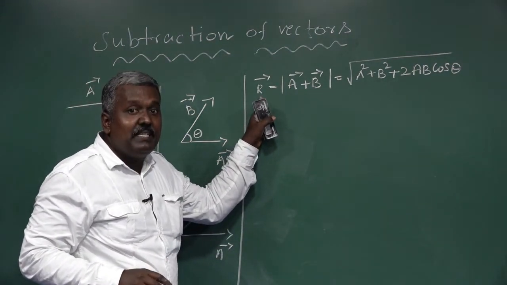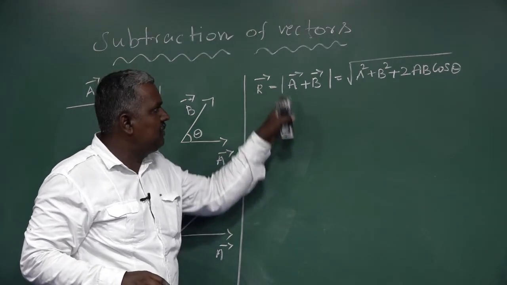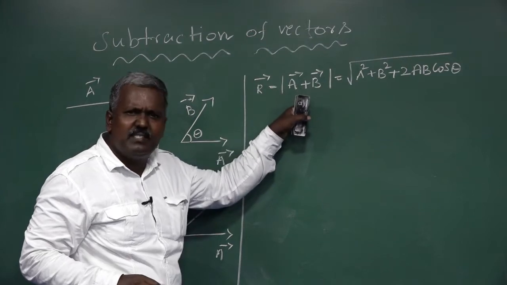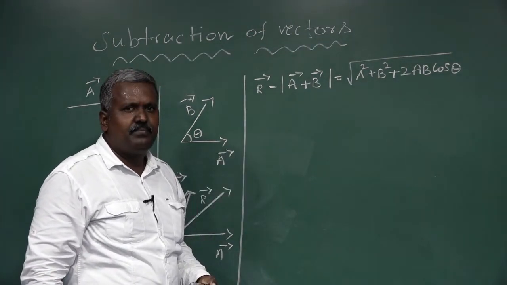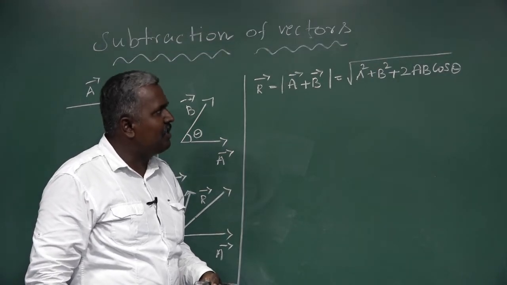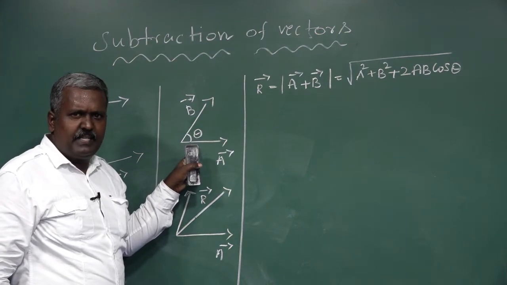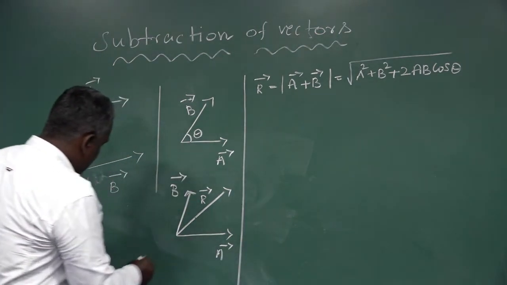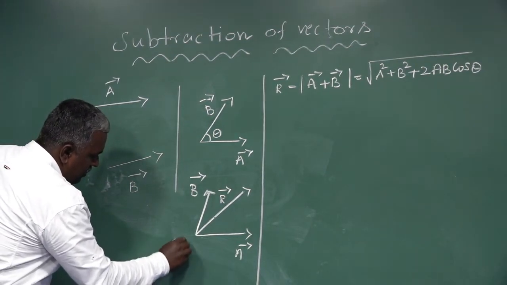Direction of resultant vector. The resultant vector R is equal to the modulus of A vector plus B vector, because this is addition of vectors, which is equal to root of A square plus B square plus 2AB cos theta. Theta means angle between two vectors. Or we can draw like this: A vector, B vector.